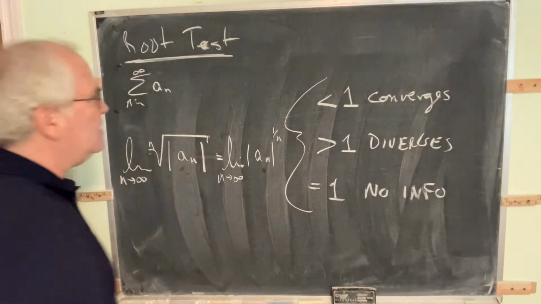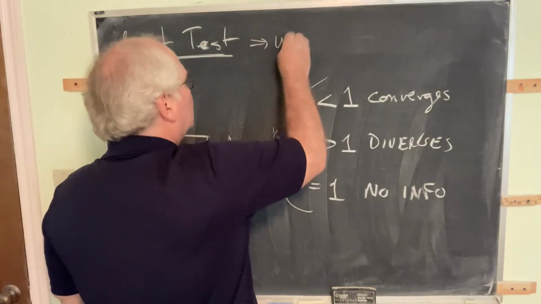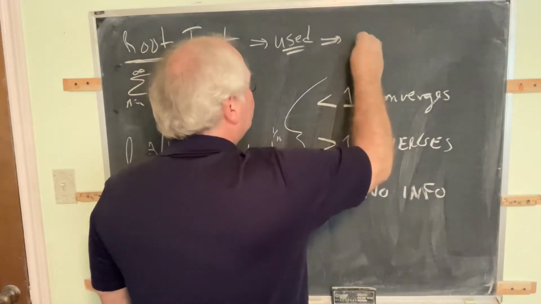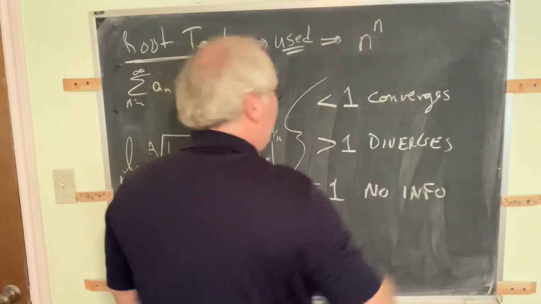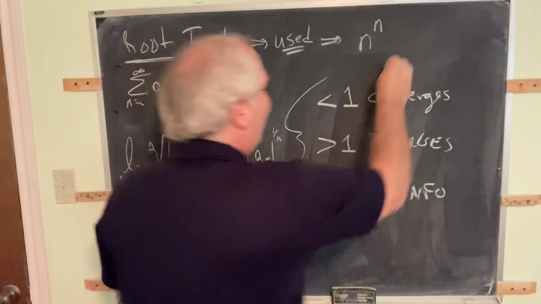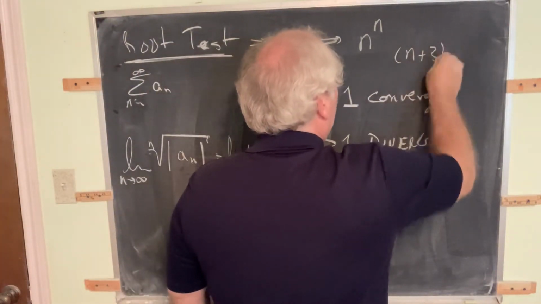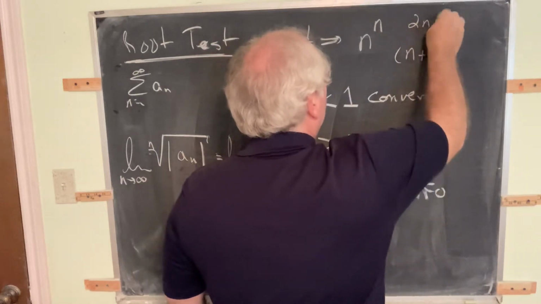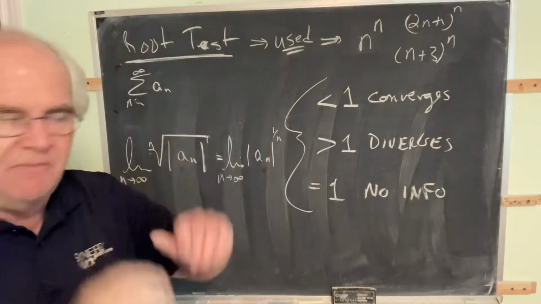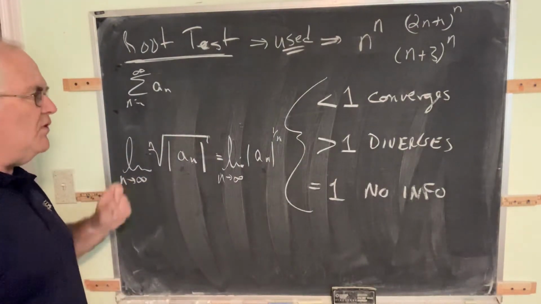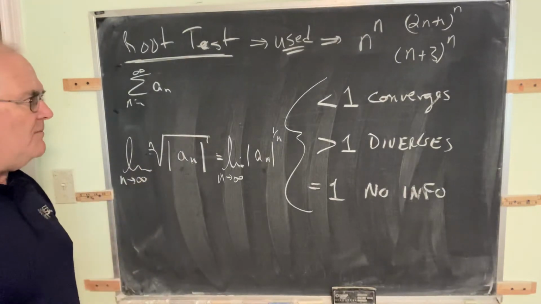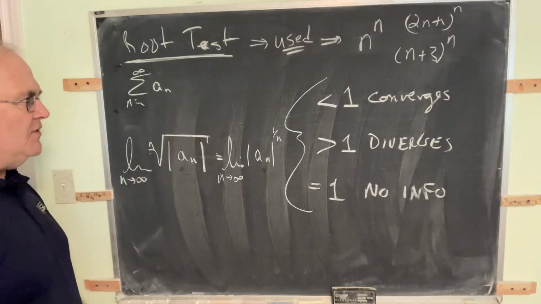Now the key is this. Typically this is used if you have n raised to the n in some form or fashion. If you have n raised to the n, or if you had n plus 3 raised to the n, or if you had 2n plus 1 raised to the n. If you have n raised to the n in some form or fashion, then very often the root test is going to be the tool that allows you to determine if the series converges.